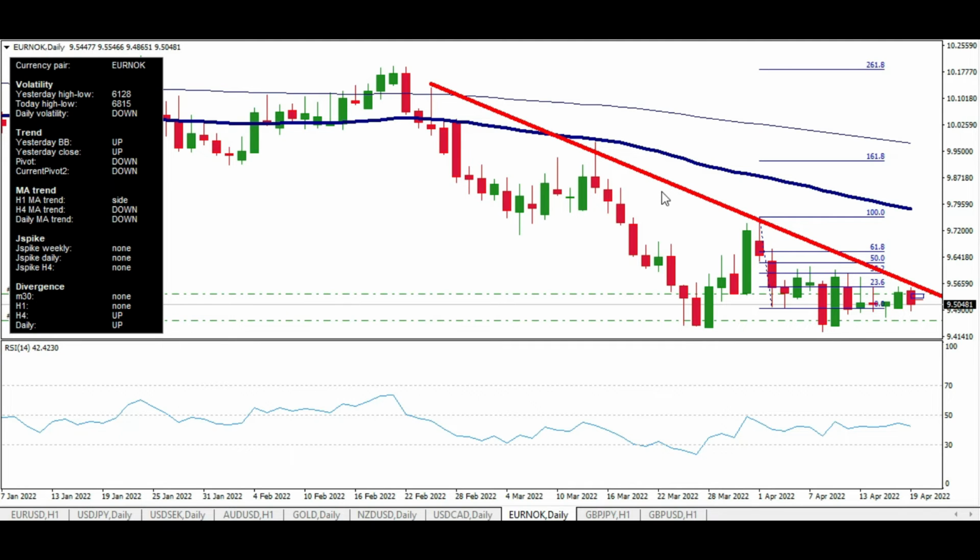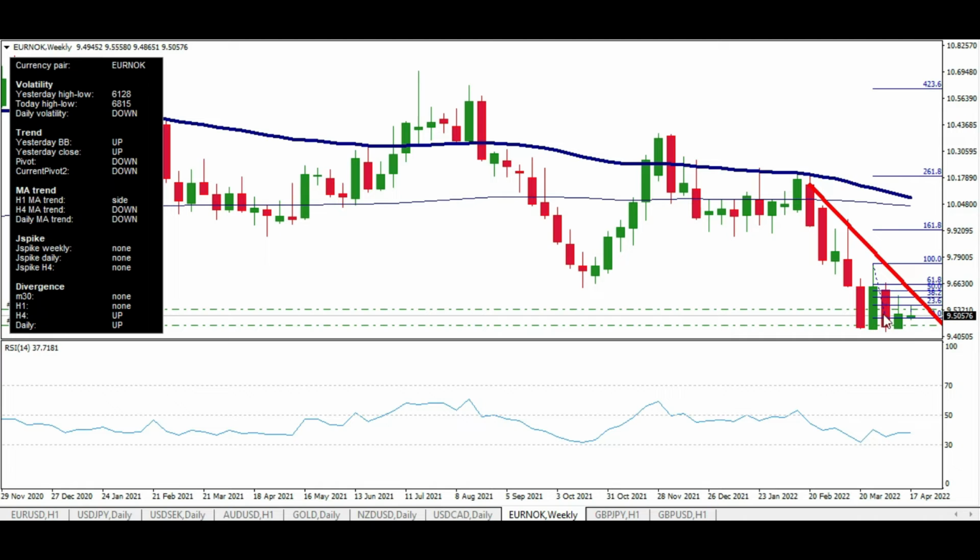I told them this is a long-term trade, so I am in profit right now. Just to show you, last week we had a bearish candle, so I'm in profit from last week, and I hope that we will go down and see more bearish trend for European Norwegian krona.